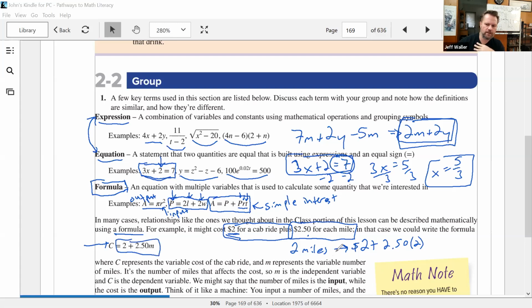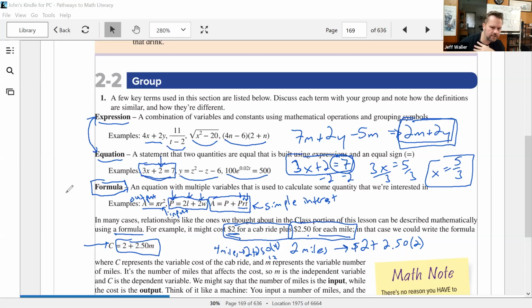If I was in this cab for 4 miles, how much money would I have to pay? Well, I got to pay 2 no matter what just to get in the door. Plus 2.50 times 4 now, because it's for each mile. So 4 times 2.50 is 10 plus 2 is 12. $12. I love it. So this is why it makes sense.